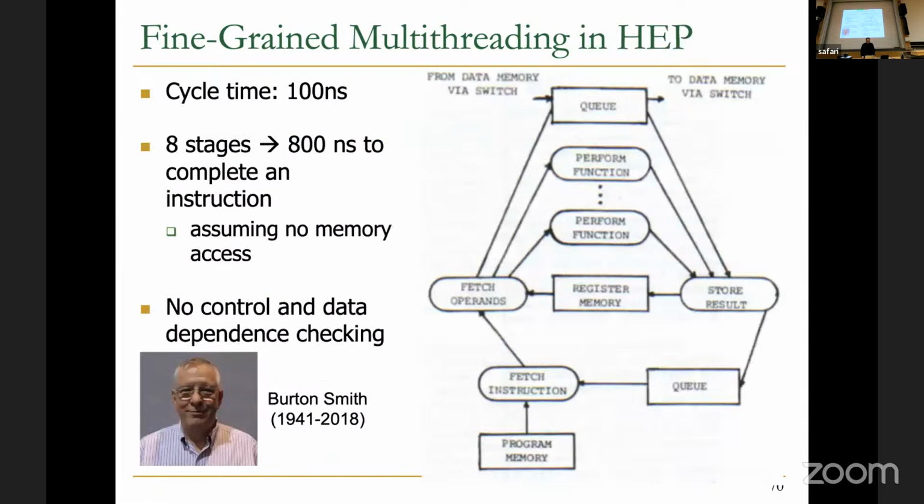This is also a pictorial example of this machine, where the cycle time is 100 nanoseconds and you have 8 stages, which means 800 nanoseconds to complete an instruction, assuming no memory access. Basically you can schedule an instruction for each thread after 800 nanoseconds.